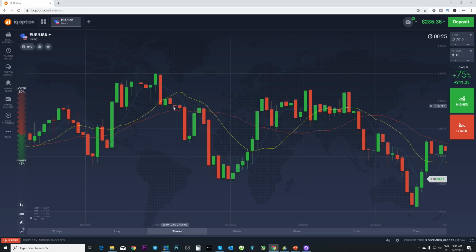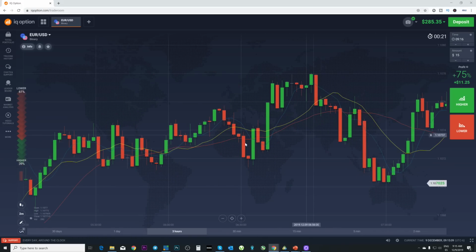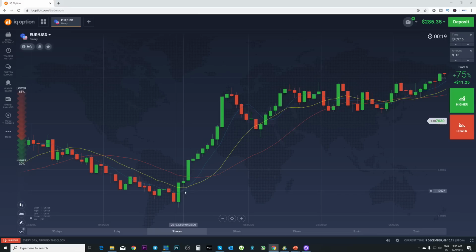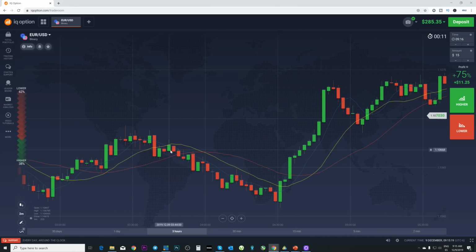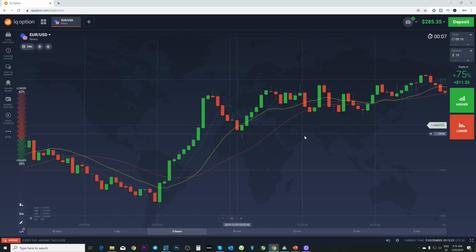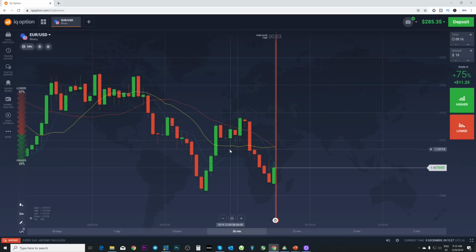Does that make sense so far? Let me know if that makes sense. Again, the blue line going up and crossing the yellow line is a call for 2 minutes. Going down, like right here, it's a put for 2 minutes. It's not a 100% accurate strategy, but we're going to talk about how to improve it in just a little bit. Let me know if it makes sense.